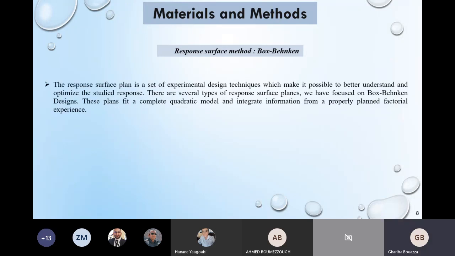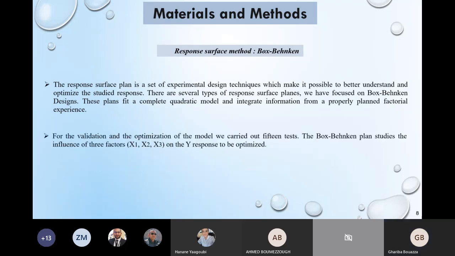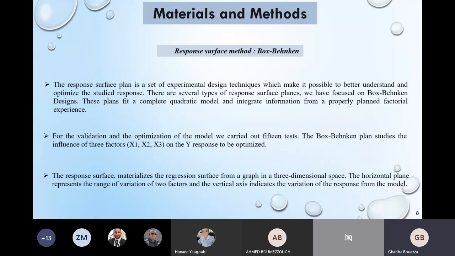The response surface plane is a set of experimental design techniques which make it possible to better understand and optimize the studied response. There are several types of response surface planes. We have focused on the Box-Behnken design. This design fits a complete quadratic model and integrates information from a properly planned factorial experiment. For the validation and the optimization of the model, we carried out 15 tests. The Box-Behnken plane studied the influence of three factors, X1, X2, X3, on the Y response to be optimized.